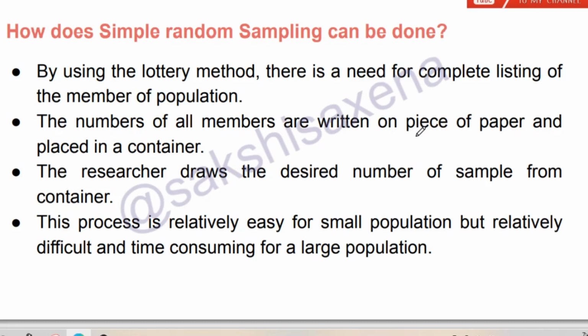We have a piece of paper on which every individual, we can say the sample names, are given, and the researcher, or we can say an individual, can draw a random person from it. The researcher draws the desired number of samples from the container. This process is relatively easy for a small population. Yes, this process can be used for a small population, but it may be difficult and time-consuming for a large population.